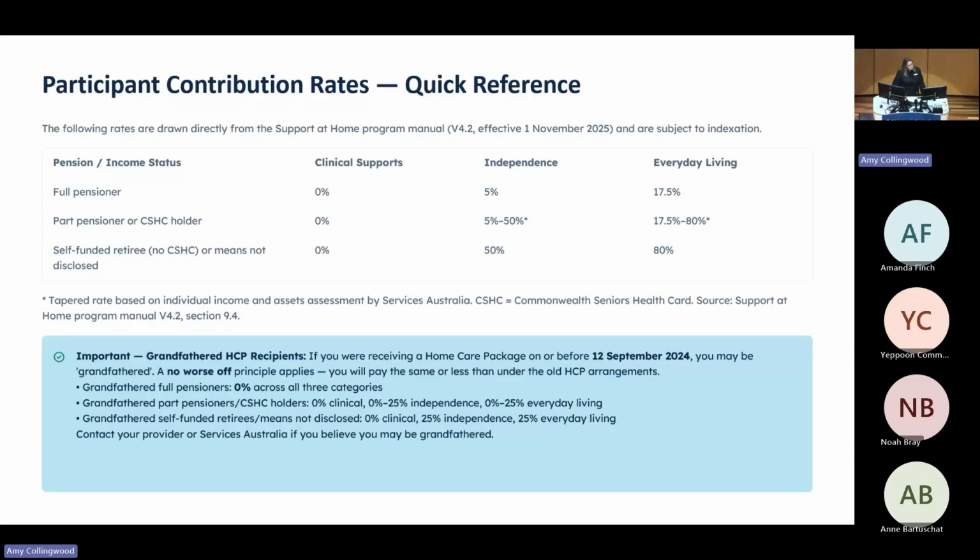The really exciting part about the Support at Home in the 3 different categories is clinical supports. No one pays a personal contribution to clinical supports, which I think is amazing. It is the most expensive services that you'll receive under your Support at Home package. It is also the services that will keep you safe, strong, healthy, and independent in your own home. So that occupational therapist, the allied health, physios, podiatrists, nursing, you won't pay any personal contribution.